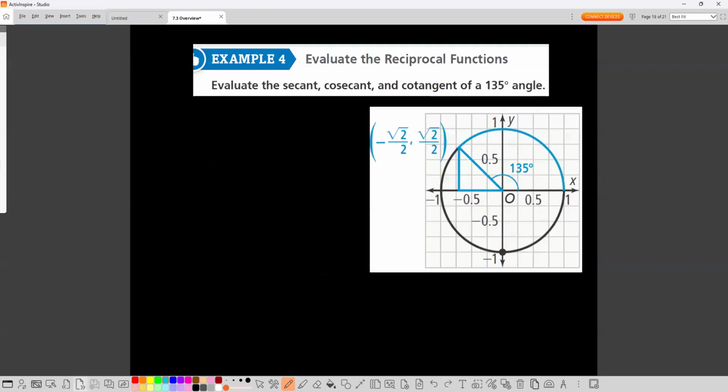All right, let's go on to example 4. Keep moving here. So remember, secant goes with cosine.